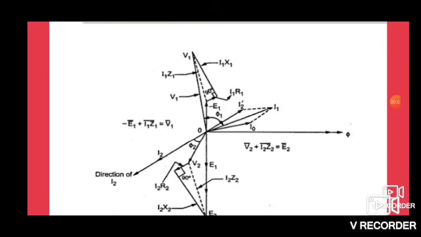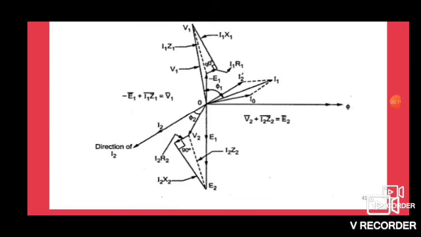First we have to draw the primary input current I1, that is the resultant of I0 and I2 dash. I2 dash is opposite to I2. Then we have to draw E1 and E2. E1 and E2 have a 90 degree phase lag with the flux phi. E1 and E2 are the induced voltages in the primary and secondary windings, represented below the reference axis with a 90 degree lag with the flux phi. Then we have to draw minus E1, above the reference axis.